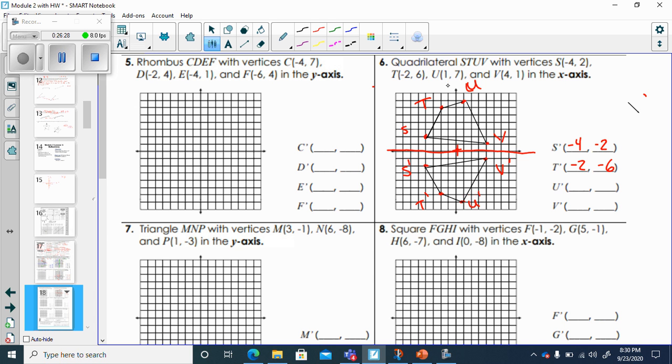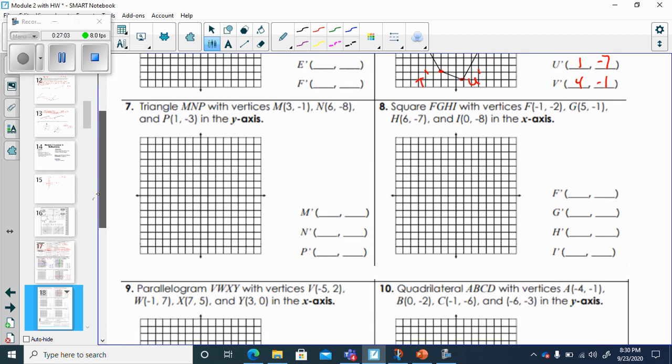Yep. U prime would be, let's see, 1, negative 7, wouldn't it? Okay, all we're doing is changing the sign of the y. Okay, 1, negative 7 on U prime. That makes sense. V prime, it's currently at 4, 1. It would be 4, negative 1. Let's check and see if that's the case. V prime, 4, negative 1. Yes, okay? Now that covers 2, 4, 6.